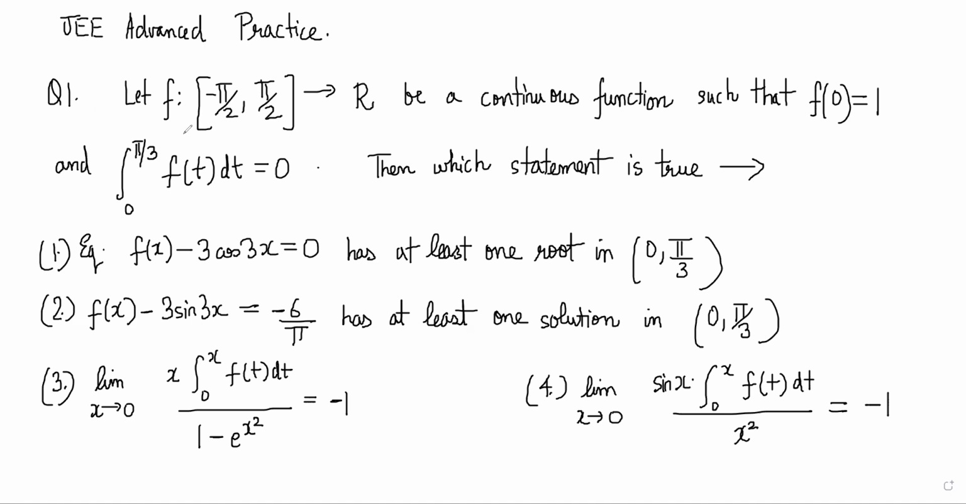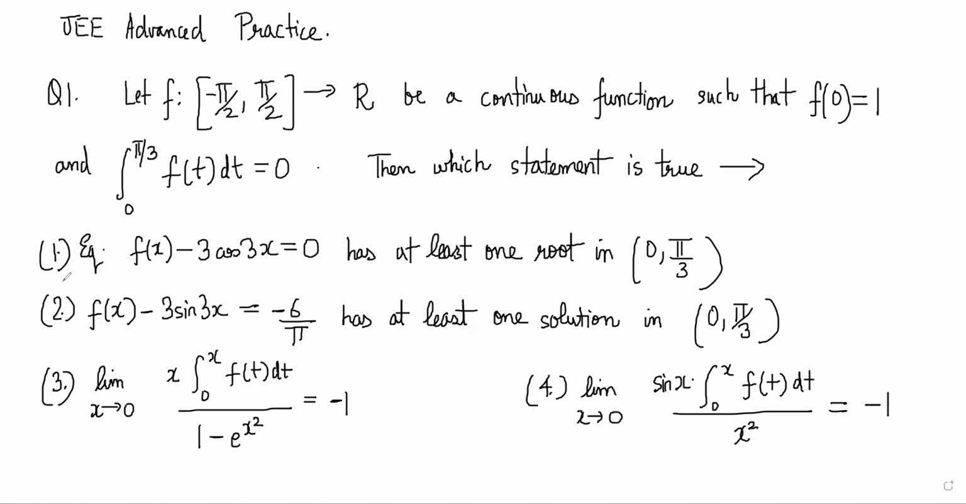This says that there is a function f from minus pi by 2 to pi by 2 to the set of R, which is continuous such that f of 0 is 1 and the integral from 0 to pi by 3 of f of t dt is equal to 0. And we have to select which statement is true.